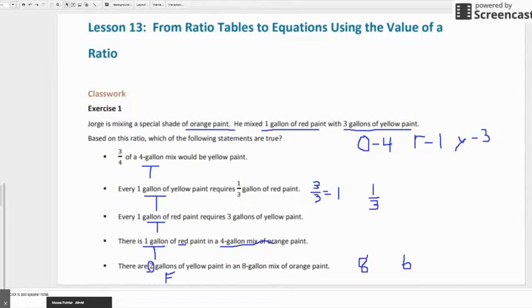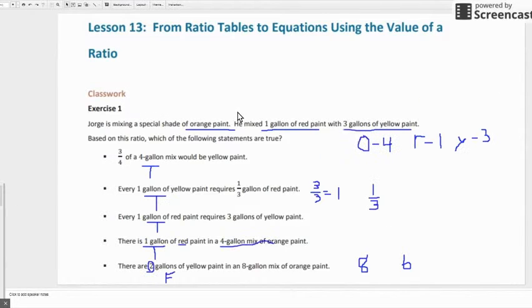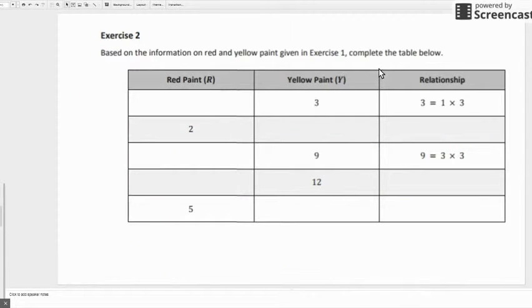All right, let's look at exercise number 2. What they're asking us to do. It says, based on the following information on red and yellow paint given in exercise 1, so based on what we just did, the 1-to-3 ratio creating 4 gallons of orange, complete the table. So here it says red paint, yellow paint, and relationship. Well, if there's 3 gallons of yellow, how many gallons of red would there be? Well, there'd be 1 gallon of red.